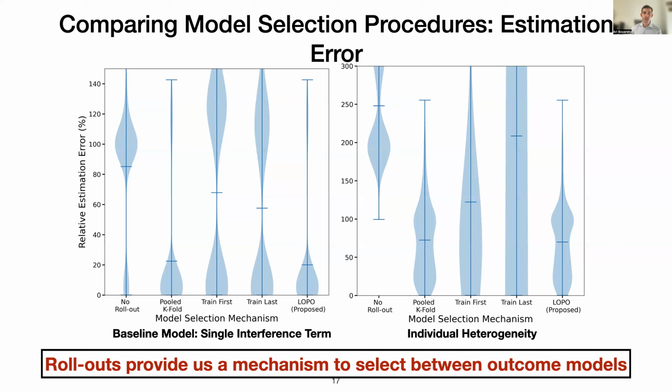So the key takeaway here is that rollouts are providing us a mechanism we can use to actually select between outcome models by selecting between interference structures.